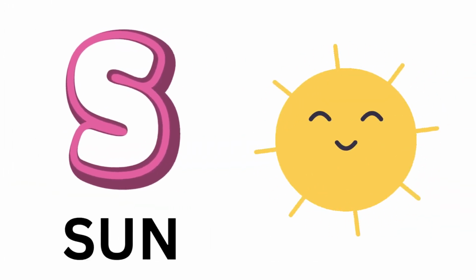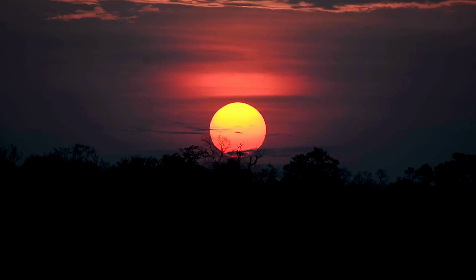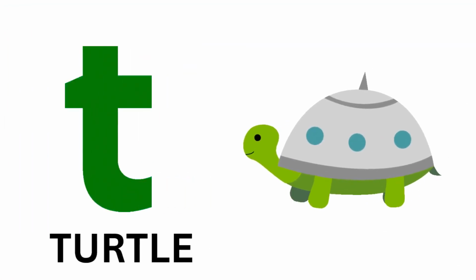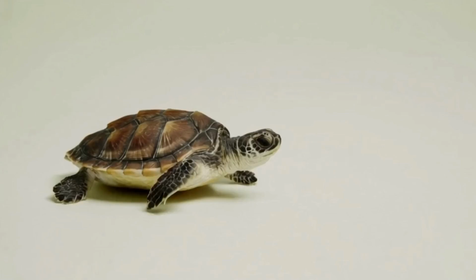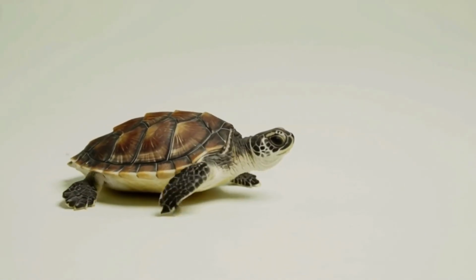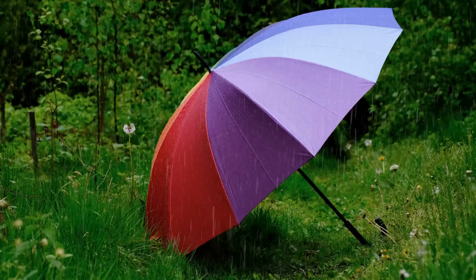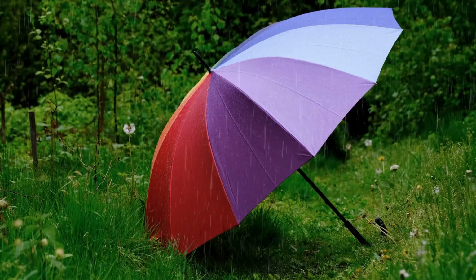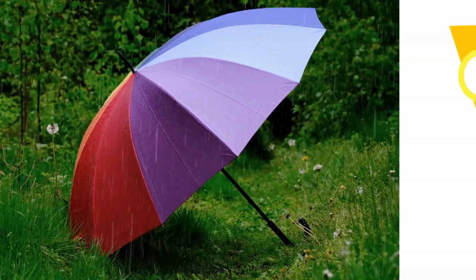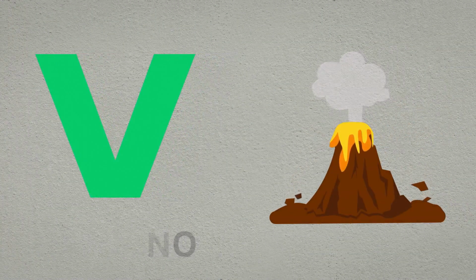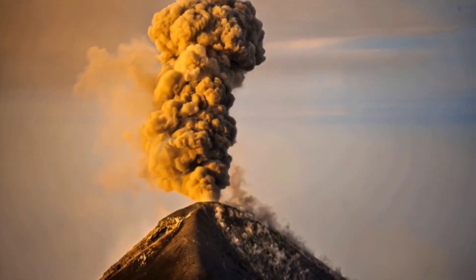S is for sun. Sun. S is for sun. T is for turtle. Turtle. T is for turtle. U is for umbrella. Umbrella. U is for umbrella. V is for volcano. Volcano. V is for volcano.